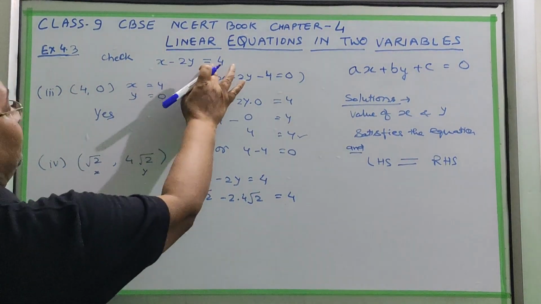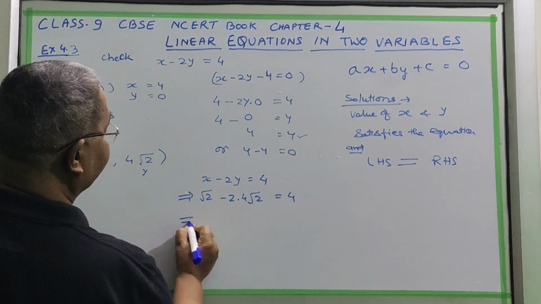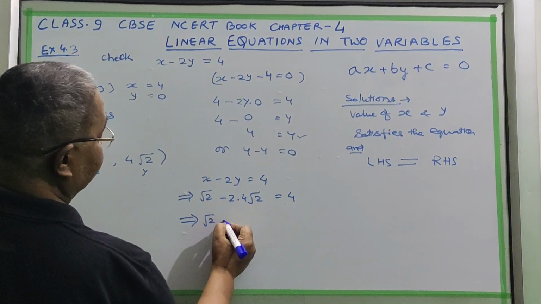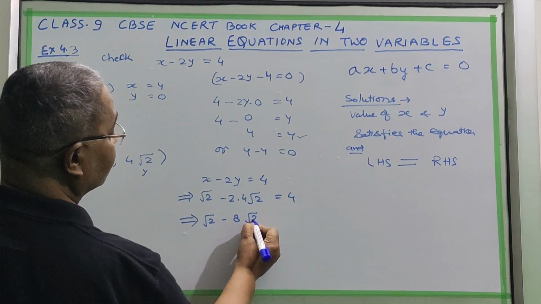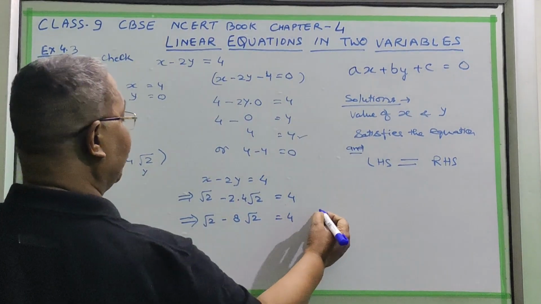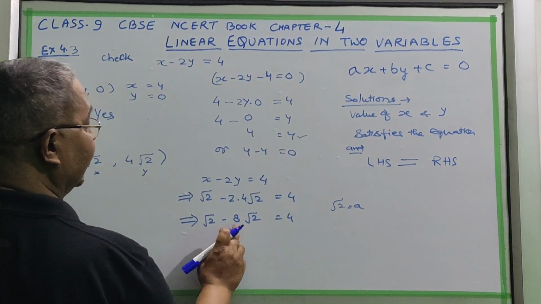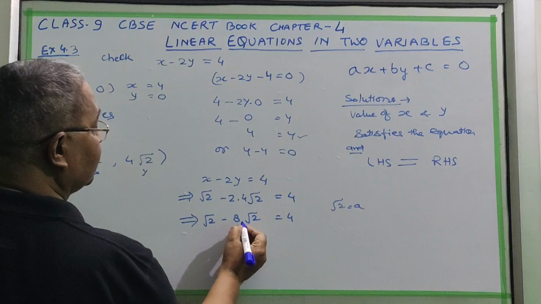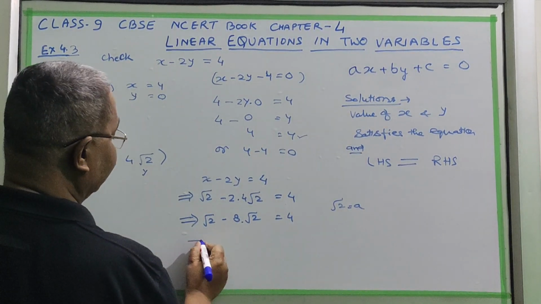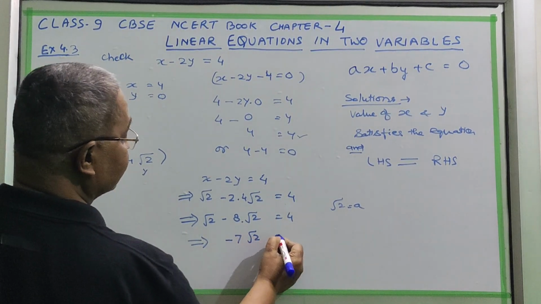So here we have placed 2 and the y value. Again, under root 2, this 2 will multiply, minus 8 under root 2 is equal to 4. Suppose under root 2 is equal to A. So what will become? A minus 8A, because the multiply sign is here. So 8A, and what will remain? It will remain minus 7 under root 2 is equal to 4.